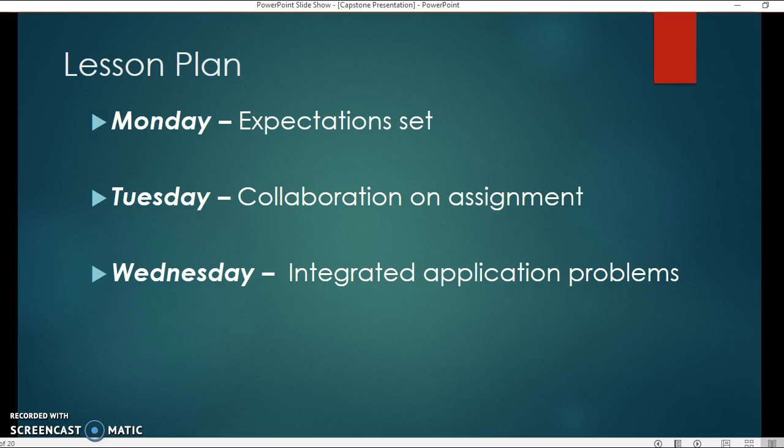Wednesday in class, the students will complete the integrated application problems in a group collaboration. Their homework is to prepare for the assessment that they will complete on Thursday. Thursday, in the same groups they have worked with all week, they will complete the assessment. The success will be measured by the homework and classwork completion, group assessment scores, and the survey completed by the students.